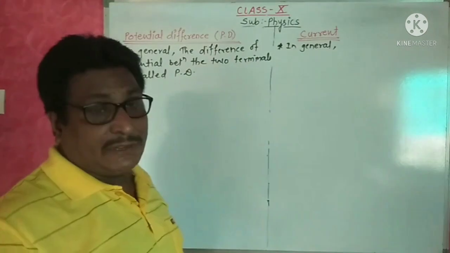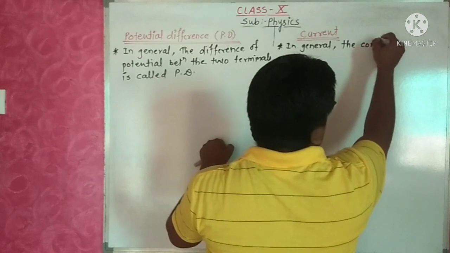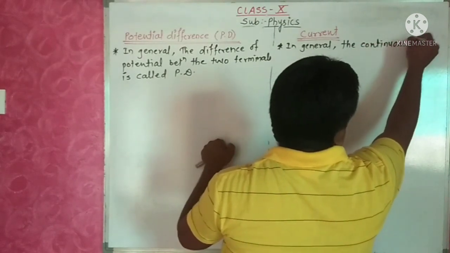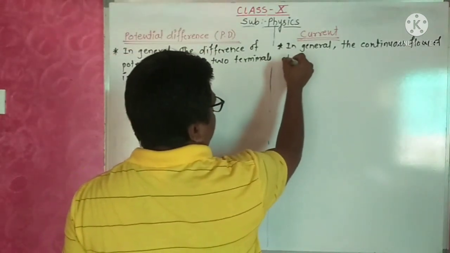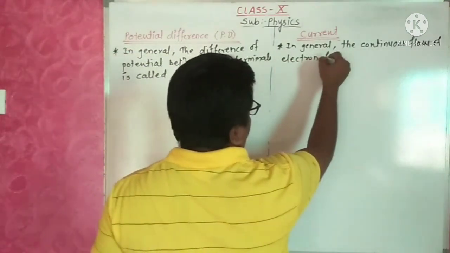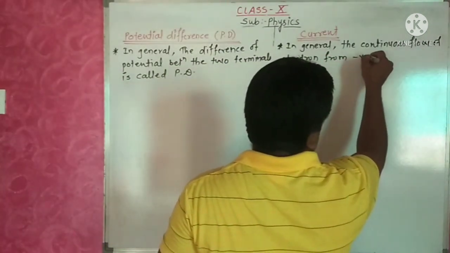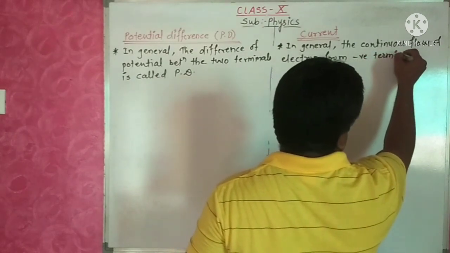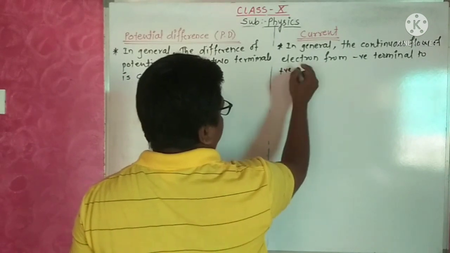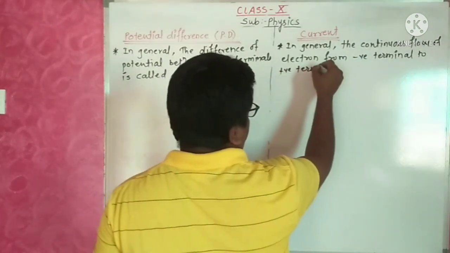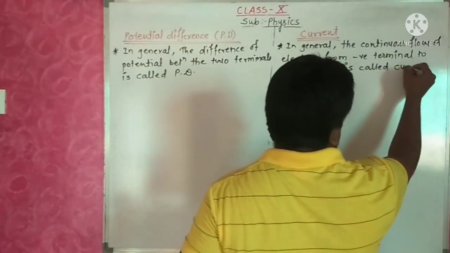So in general, what is the meaning of current? Current is the continuous flow of electron from negative terminal to positive terminal is called current.